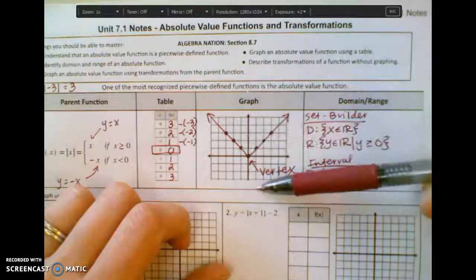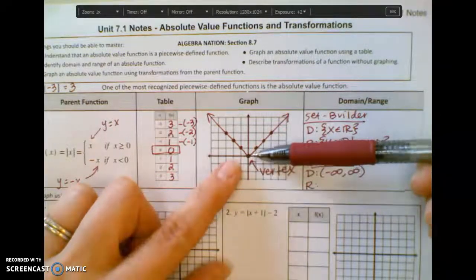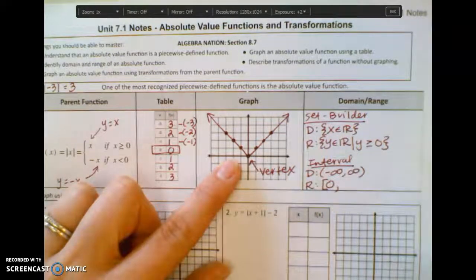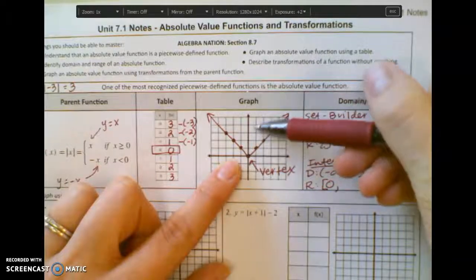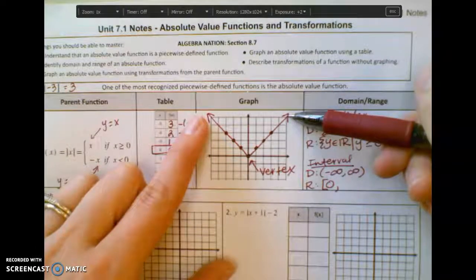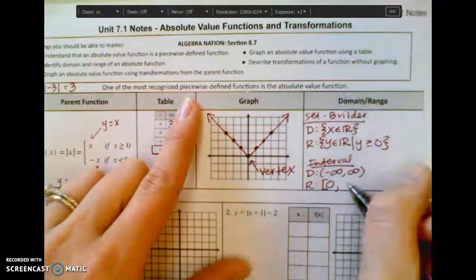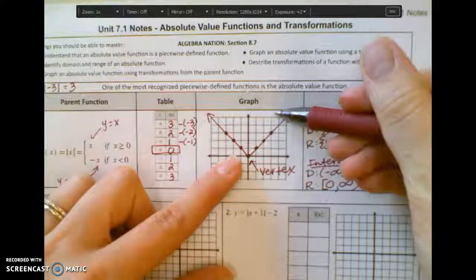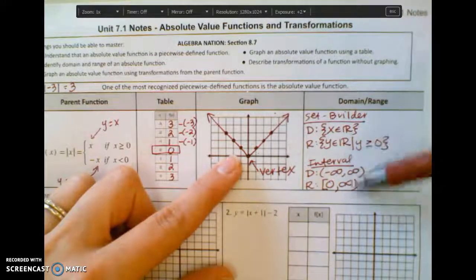I just start at the bottom. The first thing I hit is 0, and I have a closed circle there, so it is included. And then I keep on going, and the next thing I hit is those arrows, and those are heading up forever to infinity. So it's from 0 to infinity. We're going to practice both of these notations on the back.